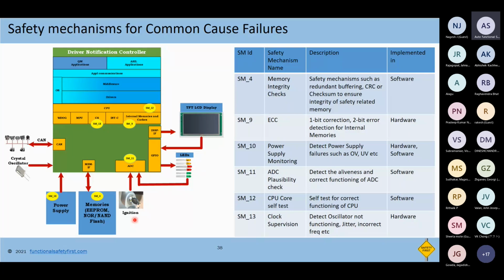Then the next is the CPU core self-test. As I mentioned, the CPU can be a possible common cause fault if there is a malfunction in the CPU, so we implement a self-test to check the correct functioning of the CPU. And the last is the clock supervision. To make sure that we can detect any oscillator errors, like if it has stopped, or if it is having jitter or going out of the required frequency, we will have clock monitoring. One thing you might have noticed is that we will have these safety mechanisms implemented, some in software, some in hardware, and some with both hardware and software in the implementation. Next slide, please, Sridhar.